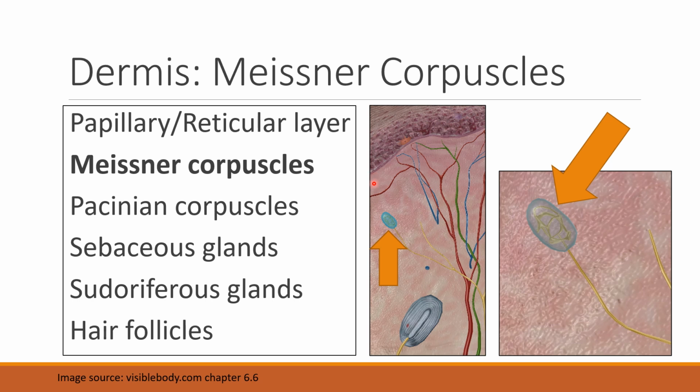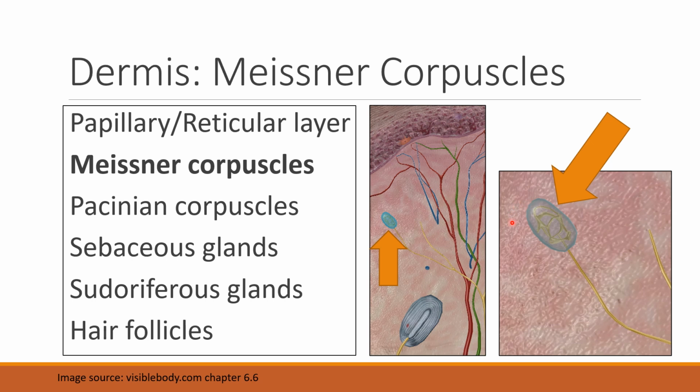Okay, so you're going to need to know a few things. A lot of them sound alike, Meissner corpuscles and Pacinian corpuscles. That sounds maybe a little exotic and unfamiliar, probably. But here are some images of them. So this is one and this is the other.